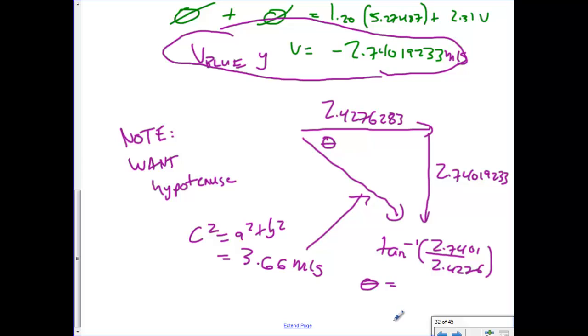Let's see which one's opposite. The 274 goes over top of the 242. I got 48.46, something along those lines.